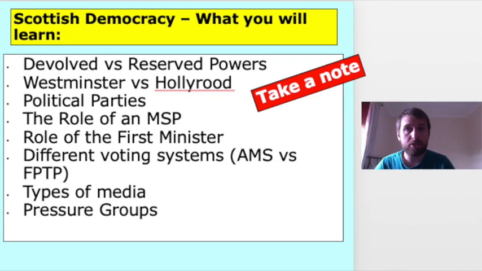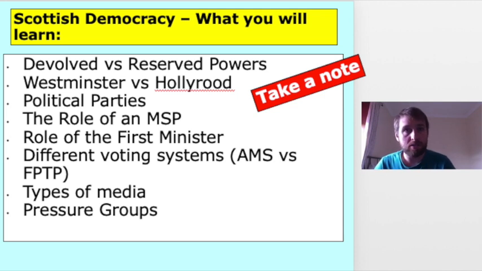Now, the next unit that we discuss is Scottish democracy. So what will you learn? We're going to discuss what are devolved and reserved powers. So devolved powers are things that Scotland controls its own destiny on. It has things like police, and we'll get into more detail on education. Reserved powers are things that the UK government controls, and that moves us into discussing the differences in some detail of Westminster versus Holyrood.